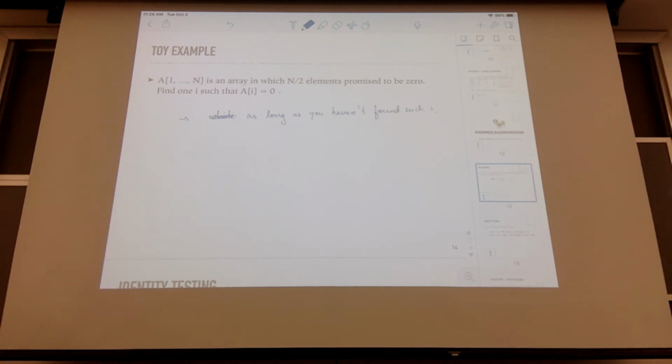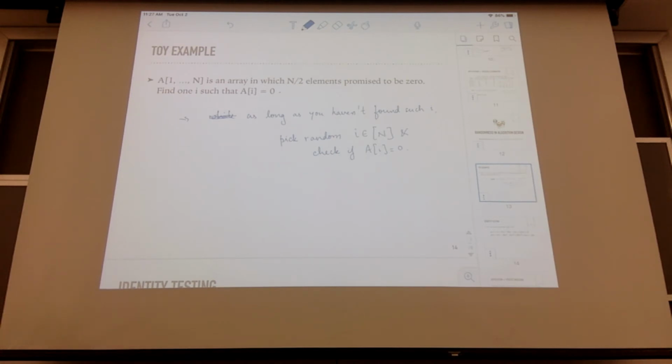You just pick a random one and check if a of i is zero. And if you find one, you just stop. Now, of course, this is an algorithm that could, in principle, never end, right? Because you could always be unlucky somehow. But what is the probability?